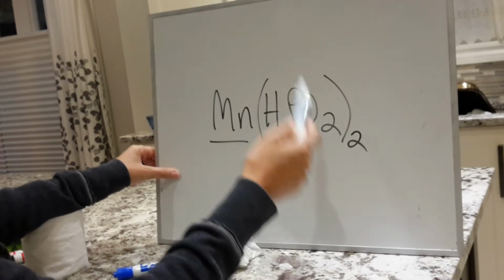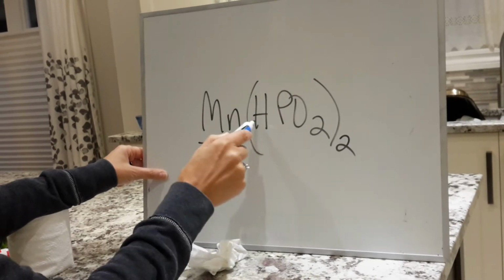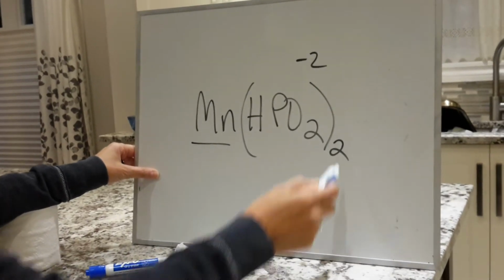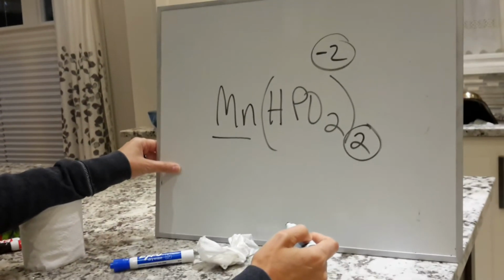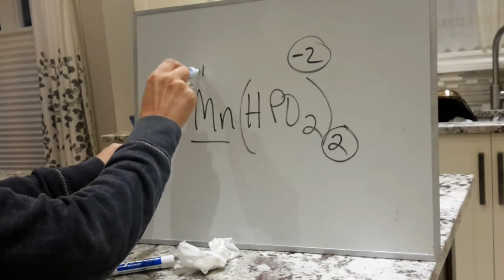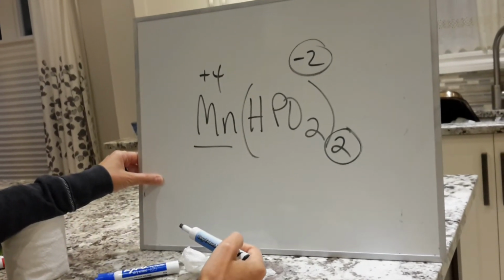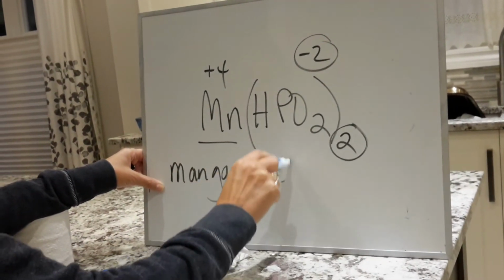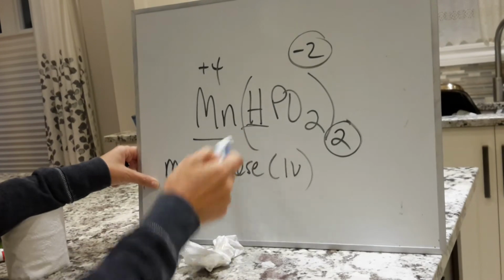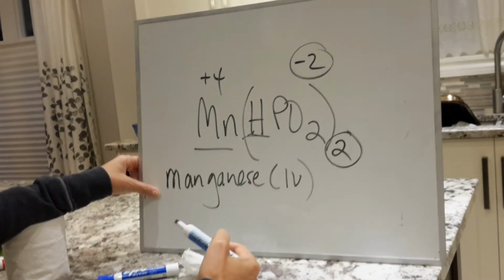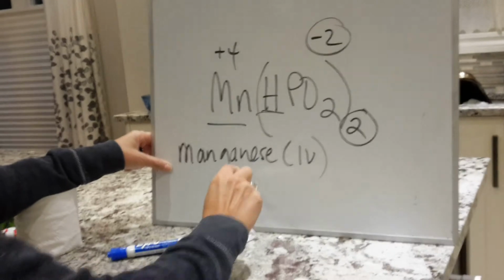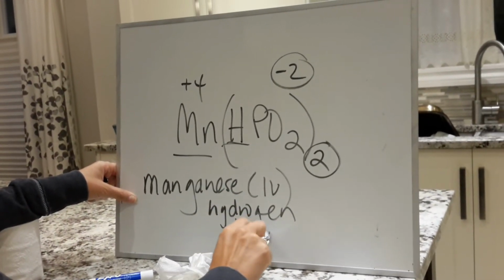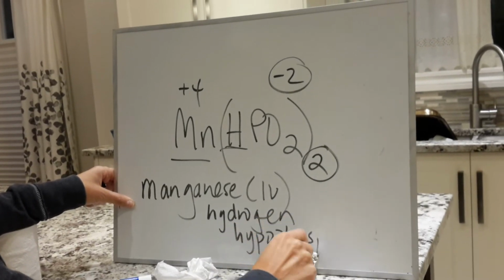So in any case, they both have the same charge, which would be -3. Drop it by 1 because we have that hydrogen. This whole entity has a -2 charge. 2 of them at -2 make a total of -4. With 1 manganese, it must be carrying a full +4, otherwise this compound is not neutral. So this is manganese 4, and what do we call this? Hydrogen, not dihydrogen because there's only one. Hydrogen hypophosphite.